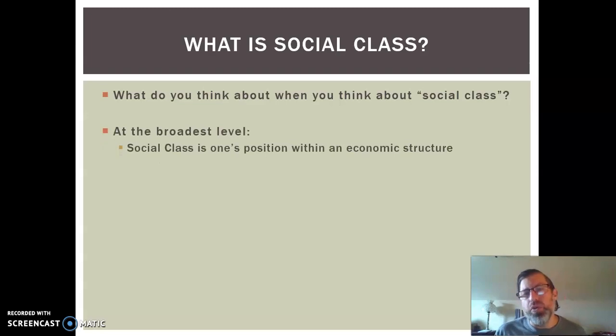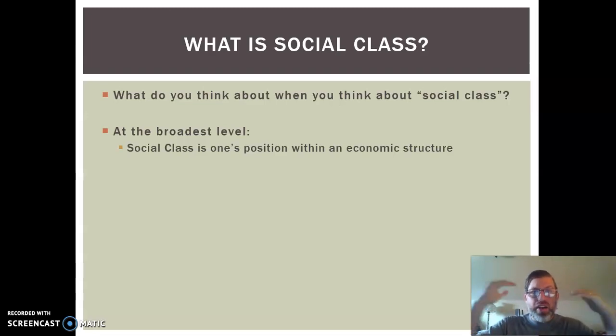At the broadest level, when we're talking about social class, what we're talking about is positions within an economic structure. So we're thinking about social positions, right? It's not about people or individuals. We're thinking about social positions and how they're related to each other within some broader economic structure. So we can think in that way about how people in different social classes do different things and exist in different ways in an economy, and how they have different social relationships in an economy.